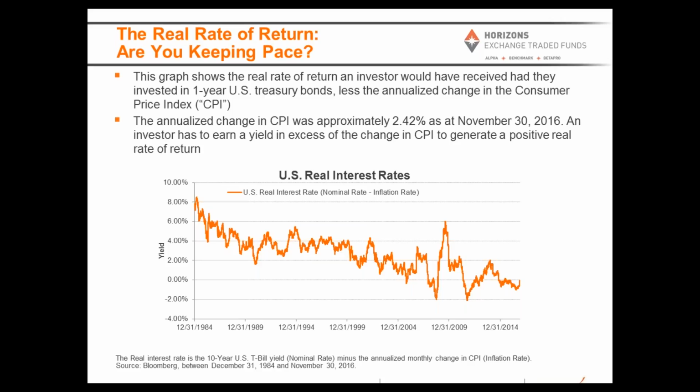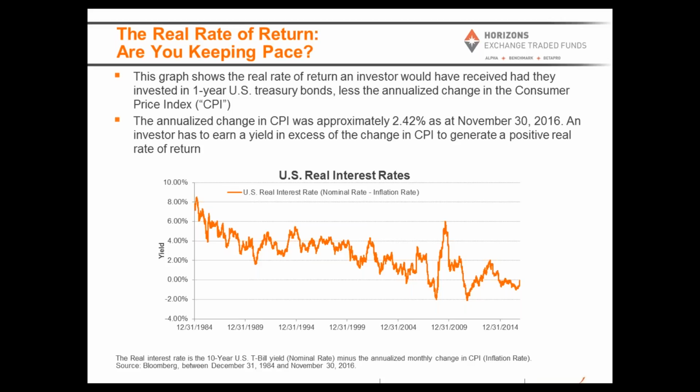An investor has to earn a yield in excess of that change in CPI to generate a positive real rate of return. What I mean is, for your dollar to keep its purchasing power, the rate you're getting paid on holding that cash has to be better than 2.42% over that period of time, or at any point in time on this chart. But at November 30th, 2016, it's got to be over 2.42.